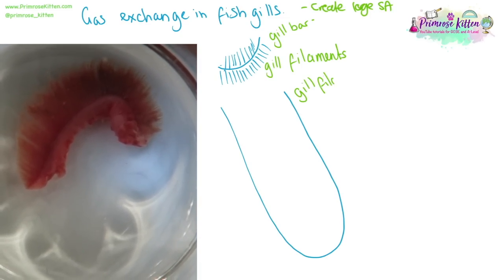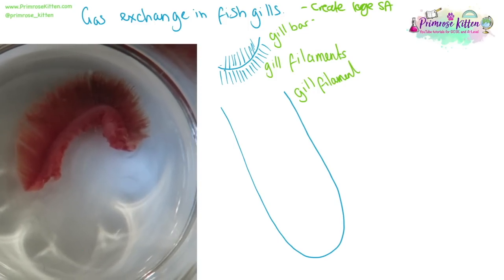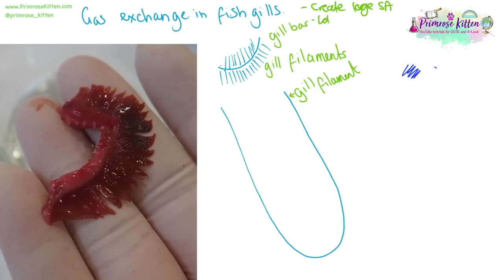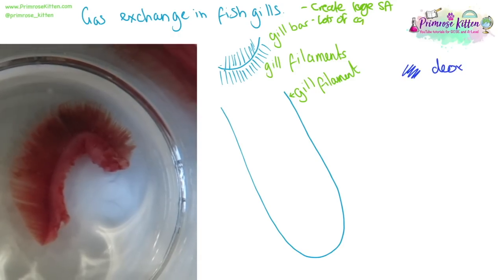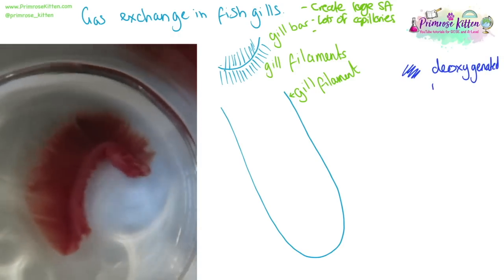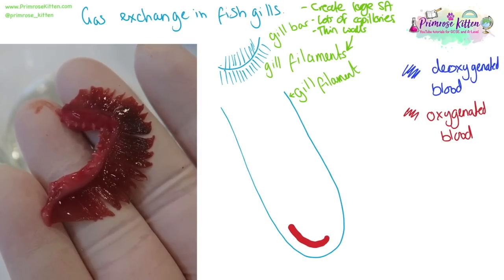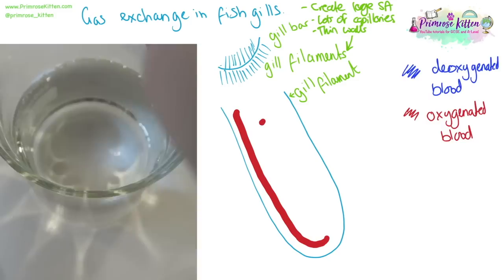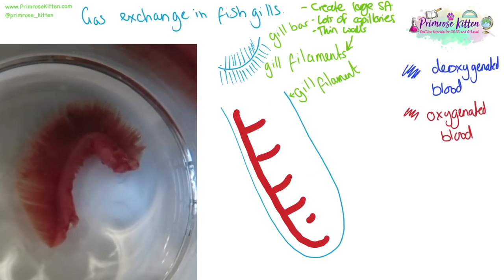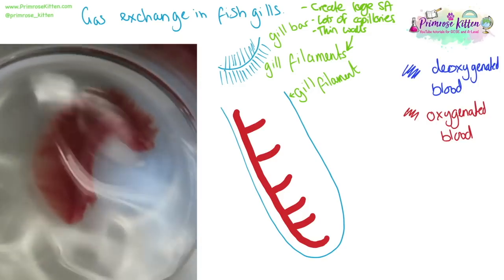The gill filaments and having many of them creates a large surface area. They have a good blood supply or lots of capillaries, which helps to maintain the concentration gradient. And they have thin walls, which helps to reduce the diffusion distance. If we look closely at a single gill filament, we can see there is deoxygenated blood on one half and then oxygenated blood on the other.